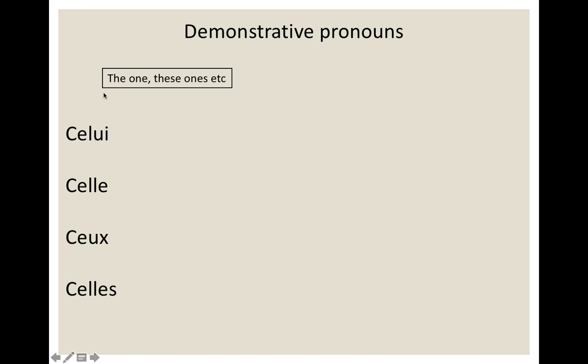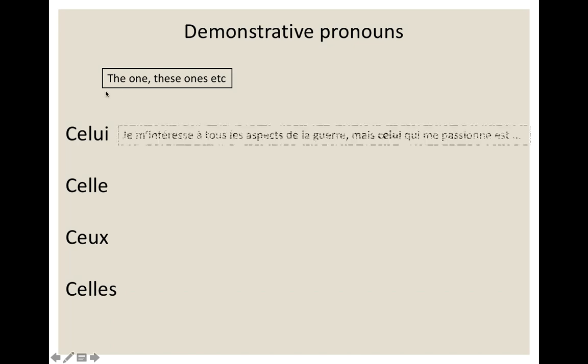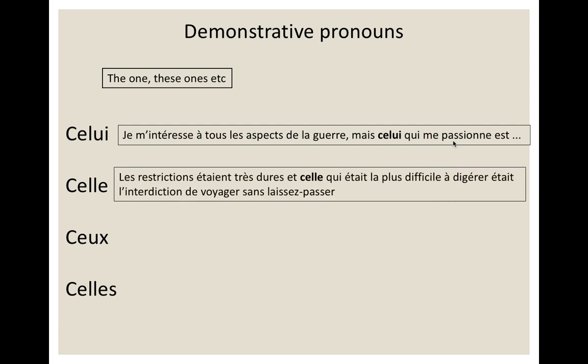So demonstrative pronouns mean the one or these ones. Here's another example. Celui, je m'adresse à tous les aspects de la guerre, mais celui qui me passionne est. I'm interested in all aspects of war, but the one that interests me the most is celle. Les restrictions étaient très dures et celle qui était la plus difficile à digérer était l'interdiction de voyager sans laissez-passer. So the restrictions were very hard, and the one that was the most difficult. Okay, so it's the one.